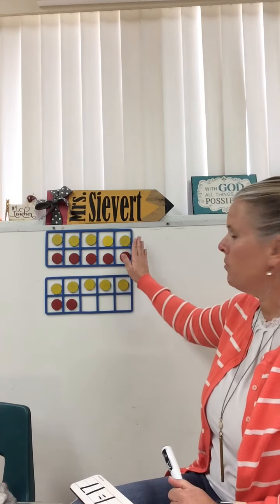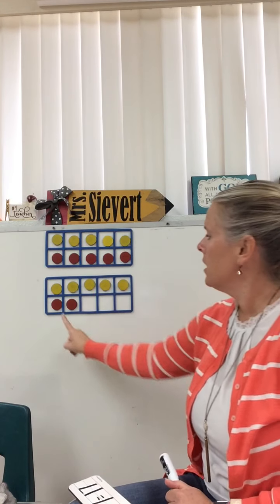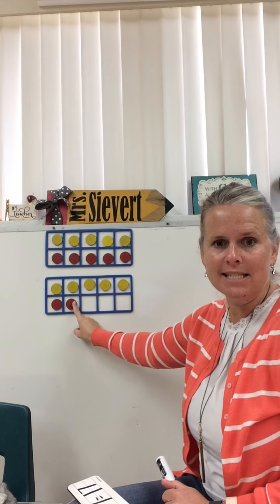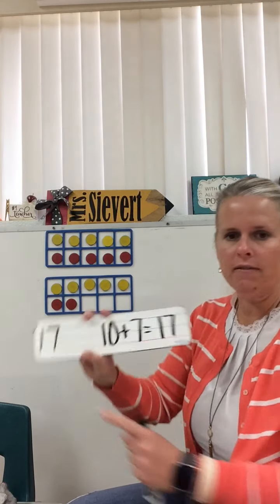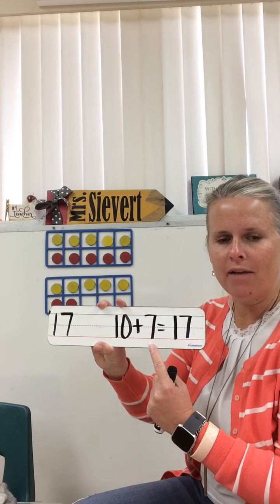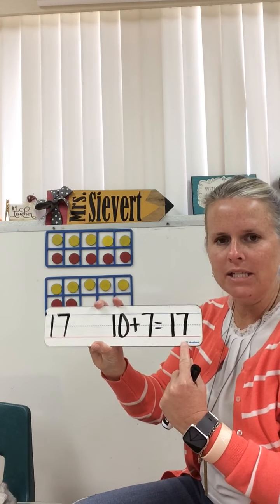Okay, so let's see, Oliver. Okay, so again, we knew we had our 10, right? 10, 11, 12, 13, 14, 15, 16, 17. So you should have your 17. So here's my 17. I had my 10 plus my 7 equals my 17.